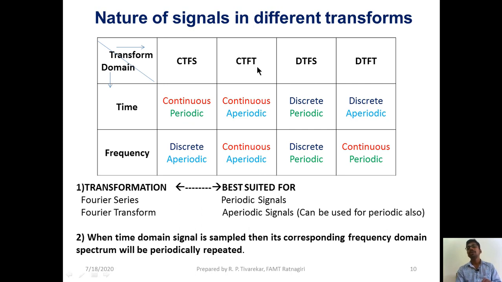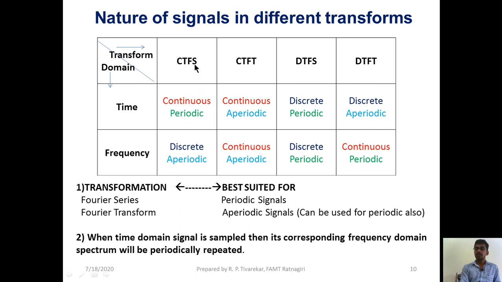In the continuous time Fourier transform, if you remember capital X of omega, we obtained a single aperiodic continuous spectrum. So it is continuous and aperiodic. If you remember these two, it will be easier for you to remember the rest. How? That I will tell you. For that, you look at the second point. It's very important. When a time domain signal is sampled, then its corresponding frequency domain spectrum will be periodically repeated. And this is vice versa. What I mean to say is, if the frequency domain spectrum is sampled, then the corresponding time domain signal will be periodically repeated. And if you remember this, it will be easier for you to remember these last two things.